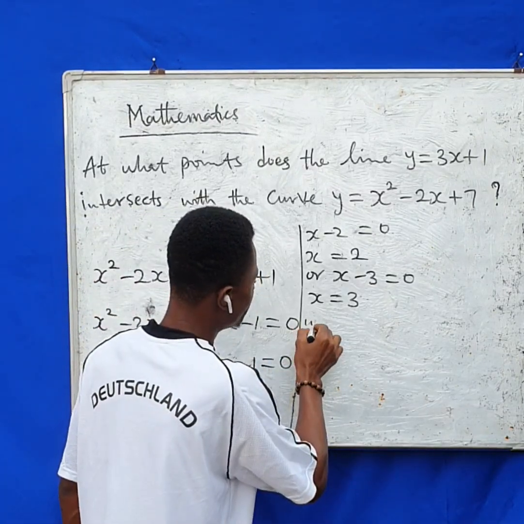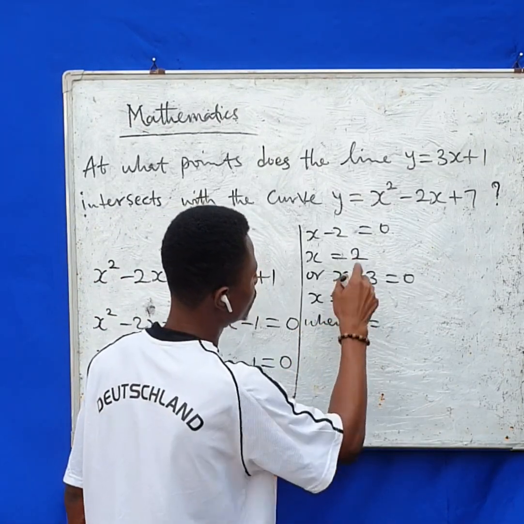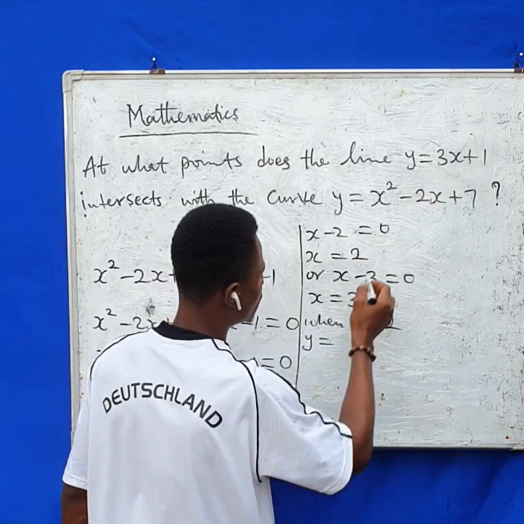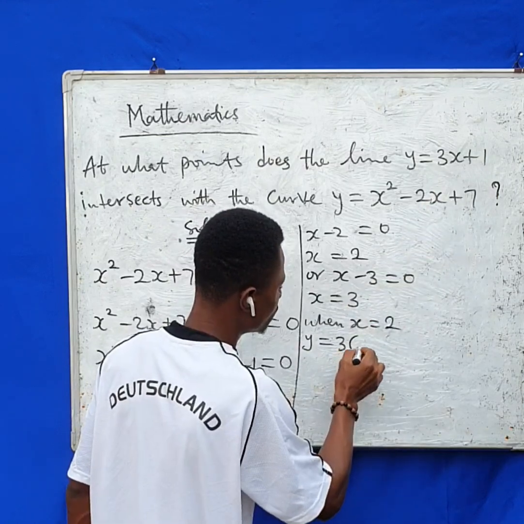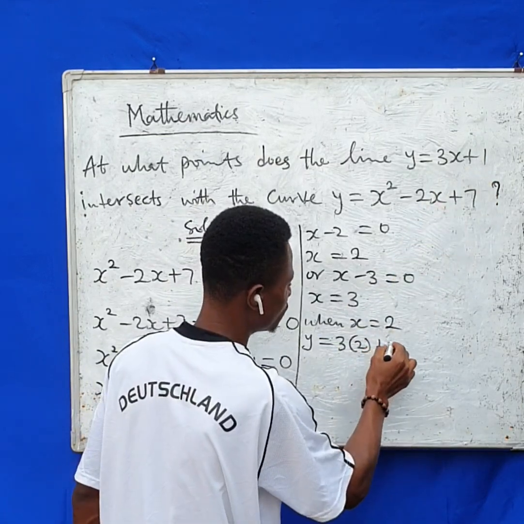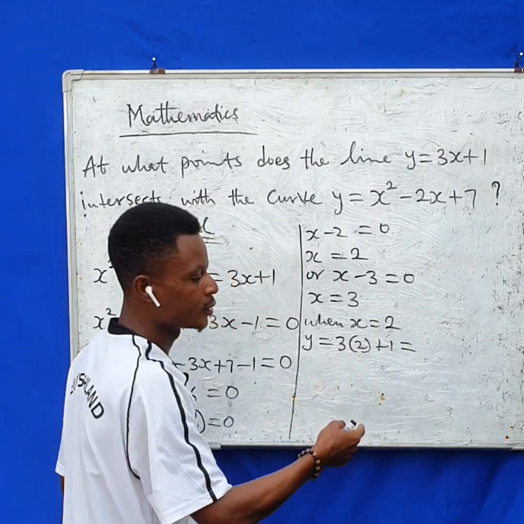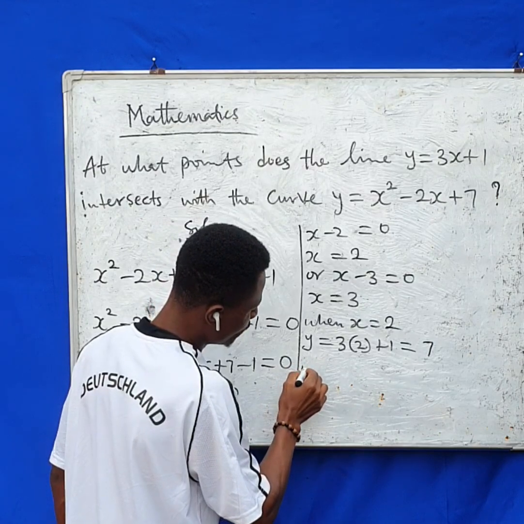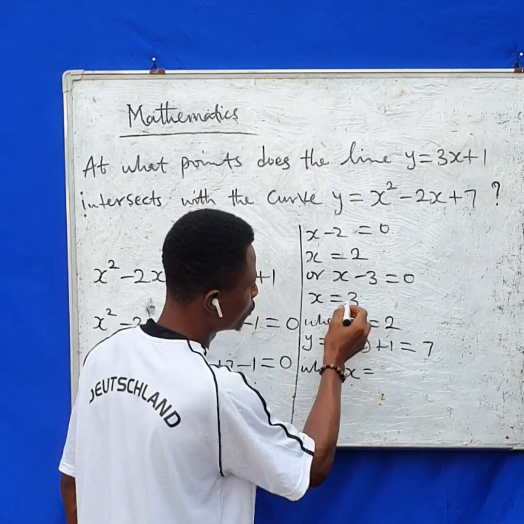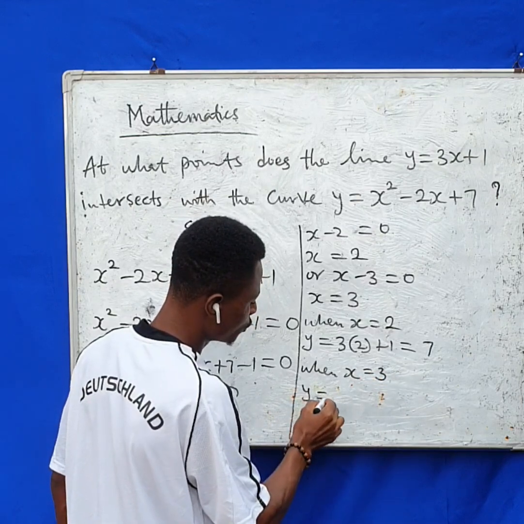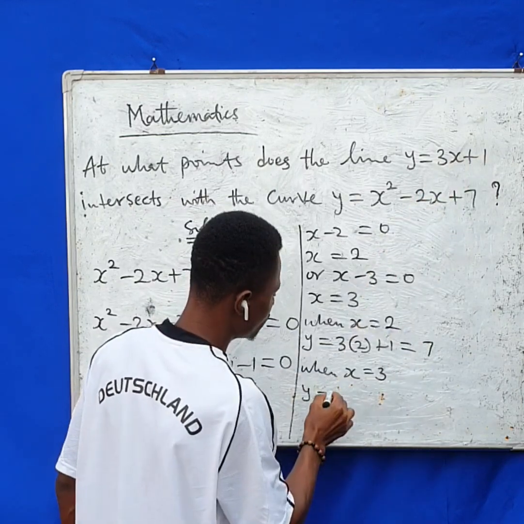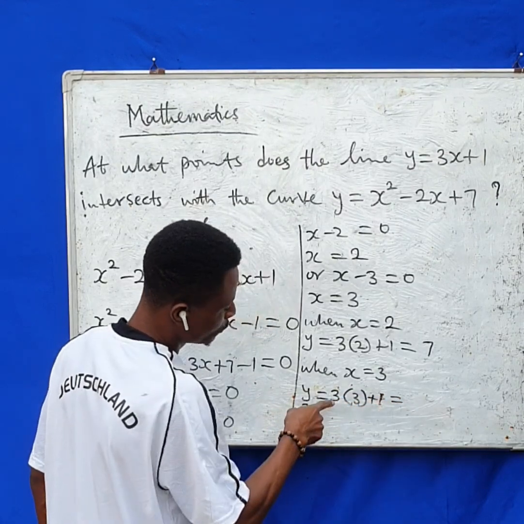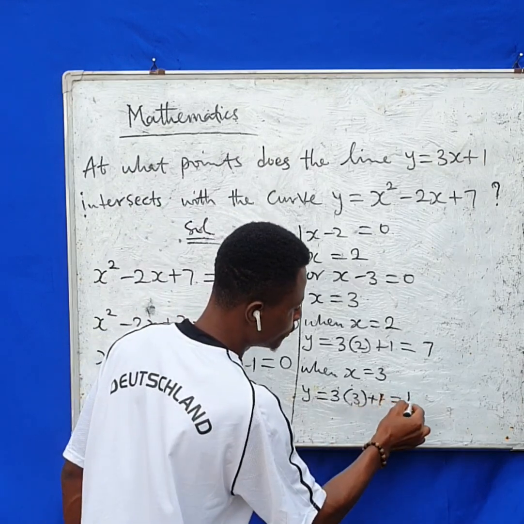So now, when x is equal to 2, let's make use of it. y is equal to 3, in place of x we put 2: 3 times 2 plus 1. That will give us 3 times 2 is 6, 6 plus 1 is 7. So that's 7. Then also, when x is equal to 3, y is equal to 3x plus 1, which is 3 times 3 plus 1. That will give us 3 times 3 is 9, 9 plus 1 is 10.